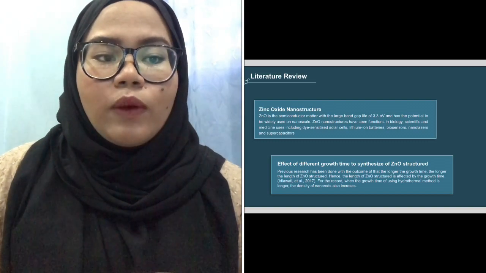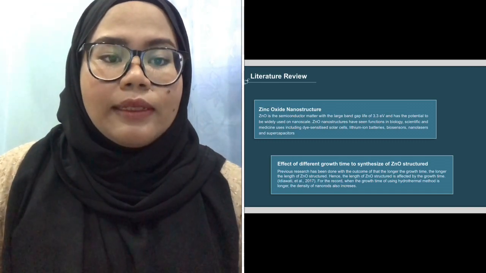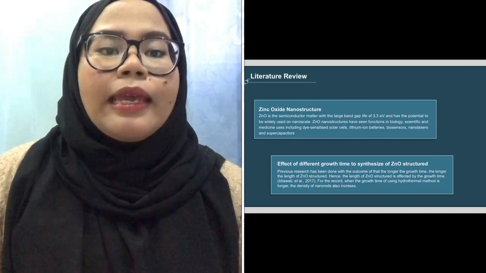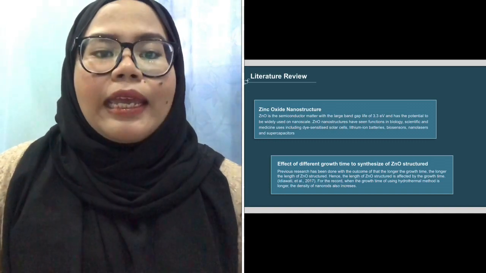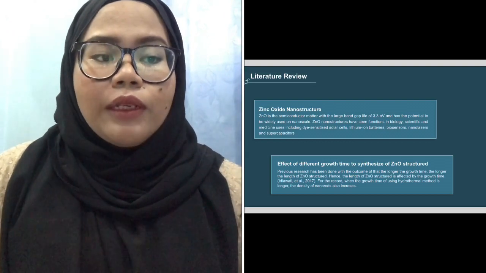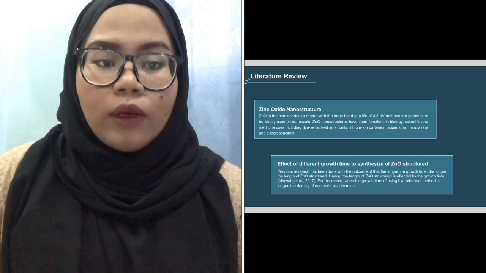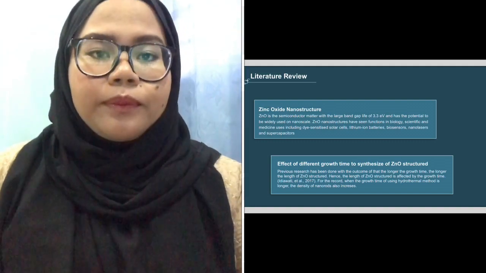The effect of different growth time to synthesize zinc oxide structures in the previous research has been done with the outcome that the longer the growth time, the longer the length of zinc oxide structure. Hence, the length of zinc oxide structure is affected by the growth time. For the record, when the growth time using hydrothermal method is longer, the density of nanorods also increases.